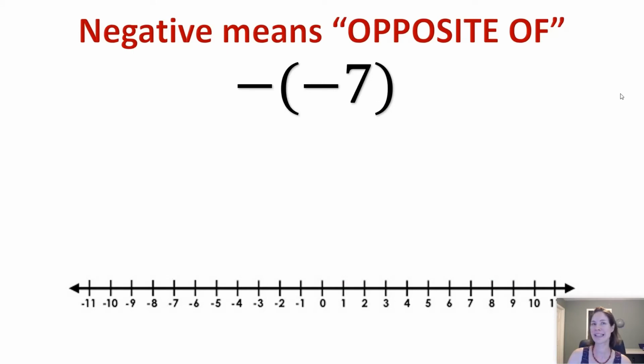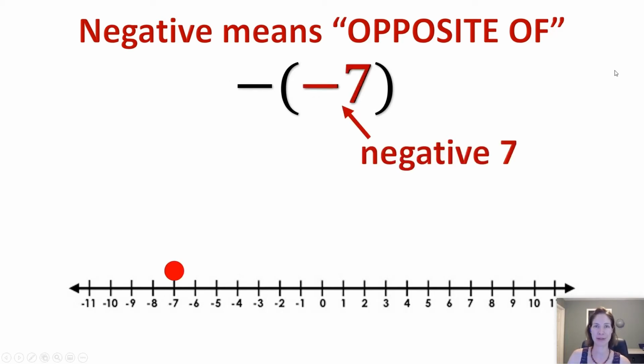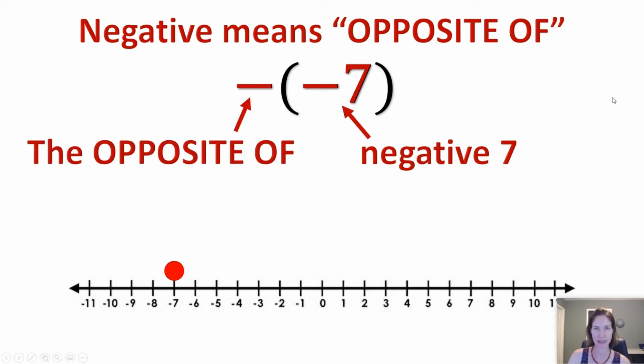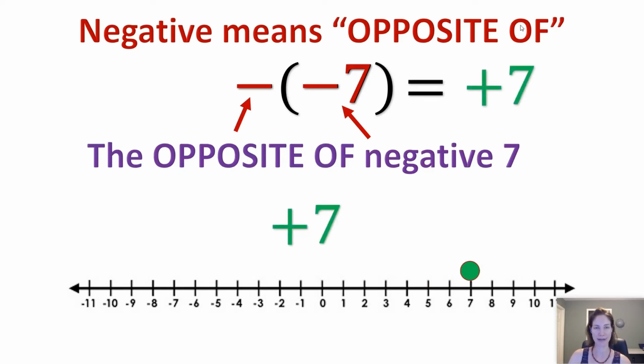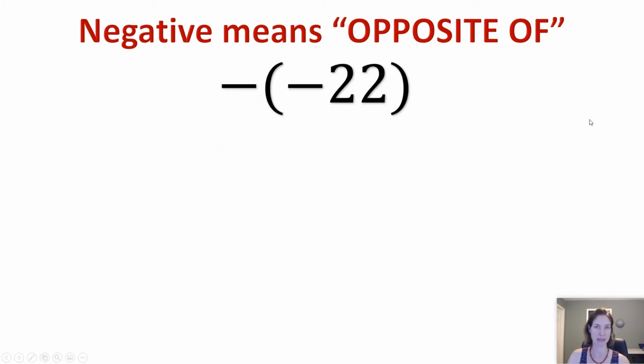So what does this mean? Negative 7, or if it's in an expression, minus negative 7. Well, we have our negative 7, which is left 7 units on 0. And now we have another negative, which means the opposite of. So this means the opposite of negative 7. Well, the opposite of negative 7 is positive 7. So when we have a double negative like this, that's what it means.